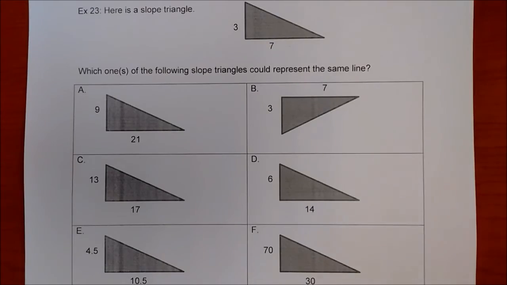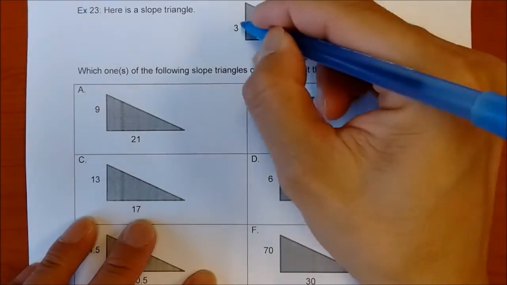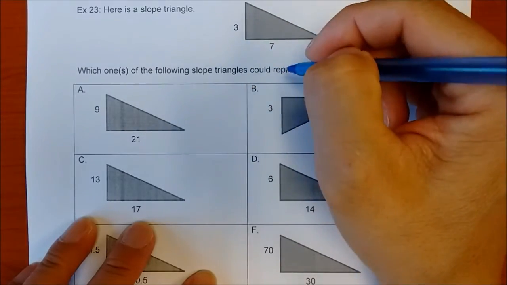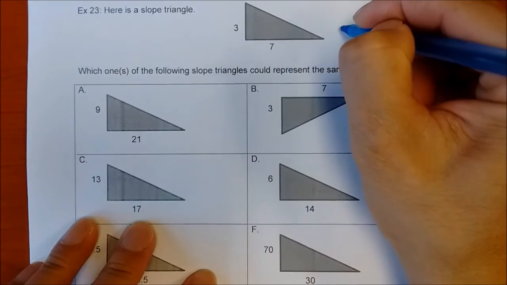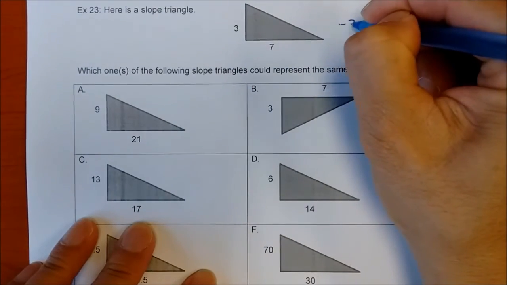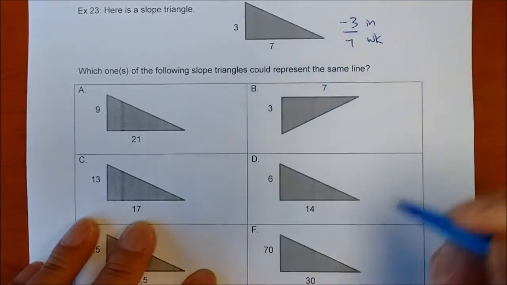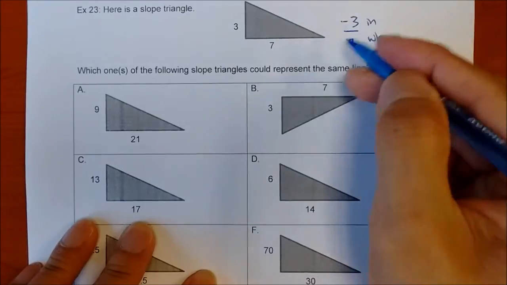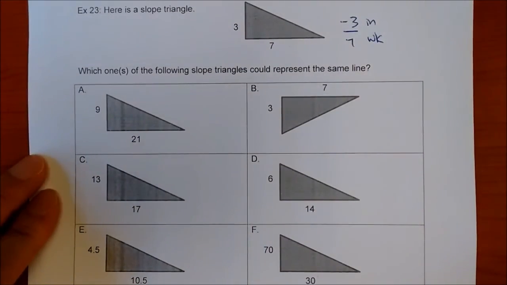So let's see how you did. To approach this problem, I would suggest rewriting the triangles into unit rates, or you could say slopes. So this triangle, I'm going to start off with, since it's decreasing here, a loss of 3, and we'll call it inches over 7 weeks. And we're going to compare that unit rate with each of these triangles and their corresponding unit rates.